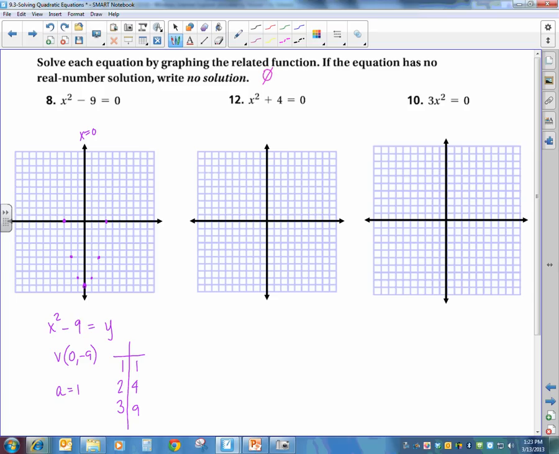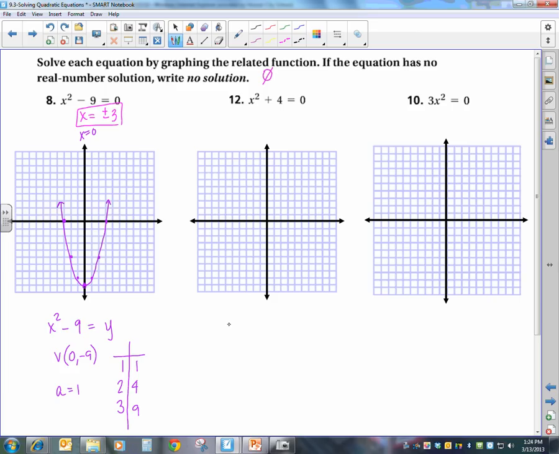So my graph is going to look something like this. And what we're interested most in is exactly where it crosses the x-axis. So hopefully you can see from that that x equals plus or minus 3. Those are the solutions.